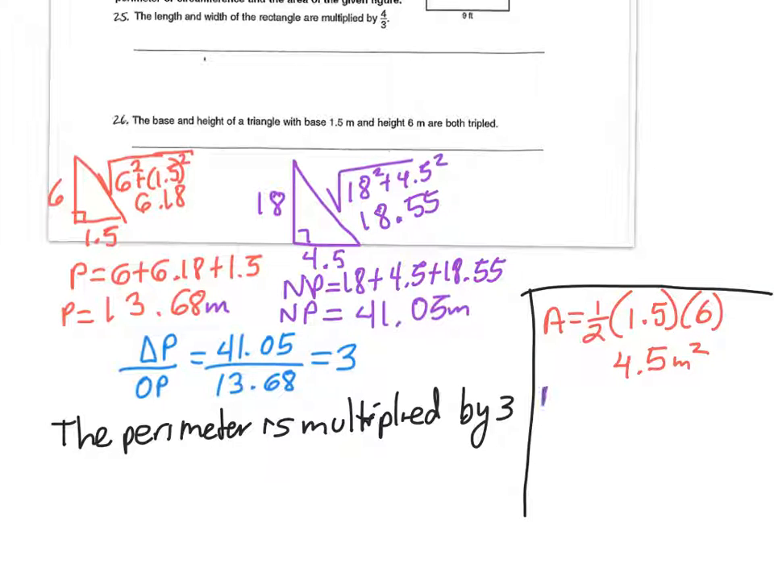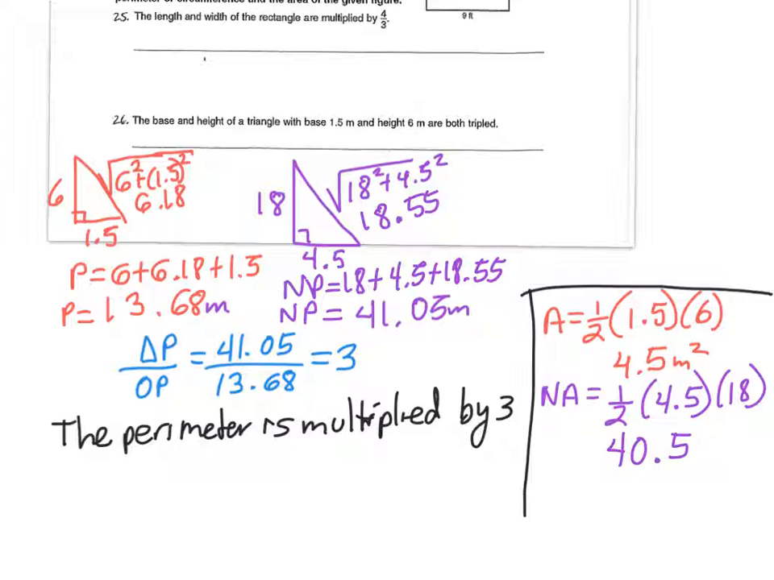Then we get the new area, which is 1/2 times the base, which is 4.5, times the height, which is 18. Half of 18 is 9. 9 times 4.5. Did you get 40.5? That's right. So then you have both areas.